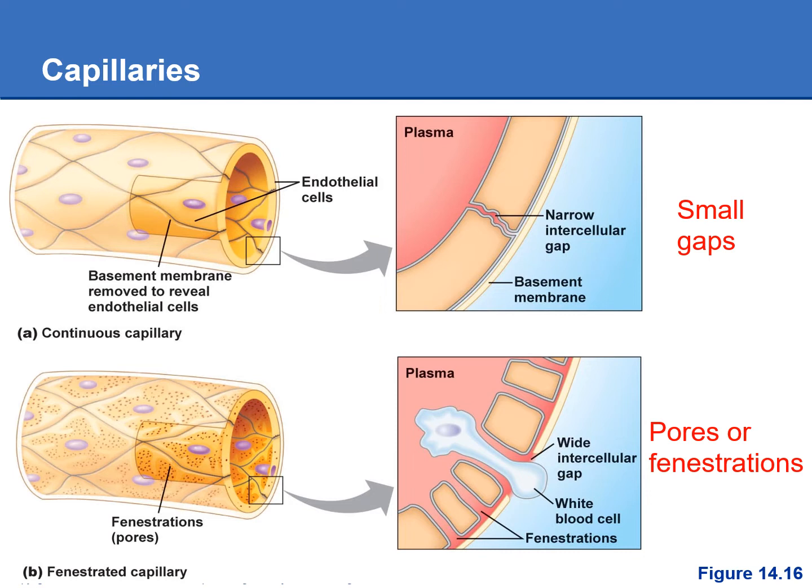Or they could be, for example, like in the bone marrow, where you're making the red blood cells, white blood cells, and platelets, and so you do need bigger openings to get the newly made cells from the bone marrow out into the blood.